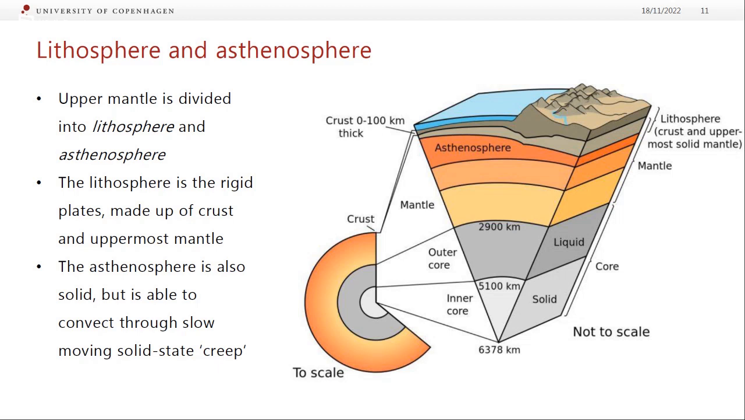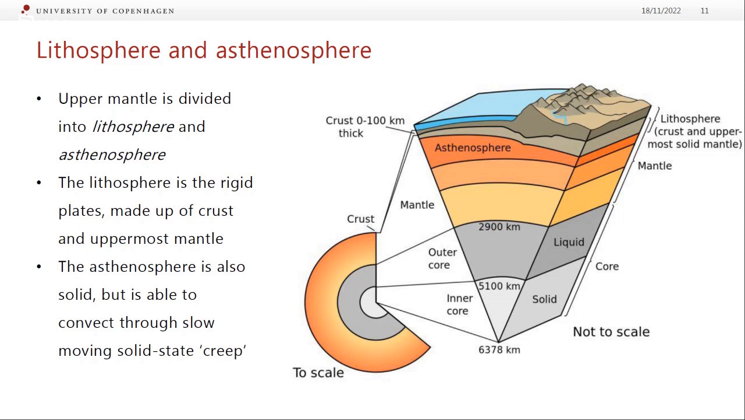Great. So hopefully you know this from first year. We can divide the upper mantle into the lithosphere and the asthenosphere. The lithosphere is basically the rigid plates. When we talk about plate tectonics, the lithosphere is what makes up these plates. And so it is the crust and the uppermost mantle, and this is the bit that behaves rigidly. So basically, when one part of the Pacific moves in one direction, the whole Pacific plate is moving, right?